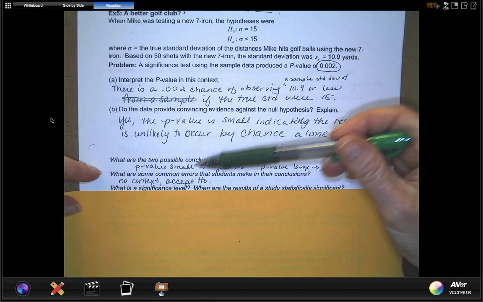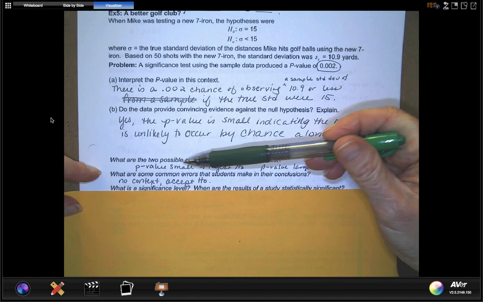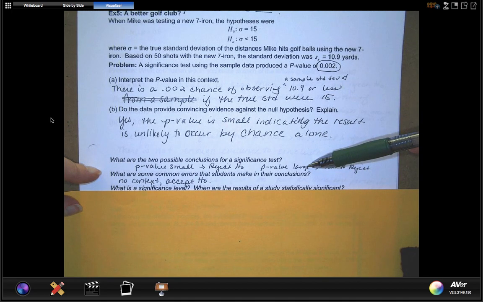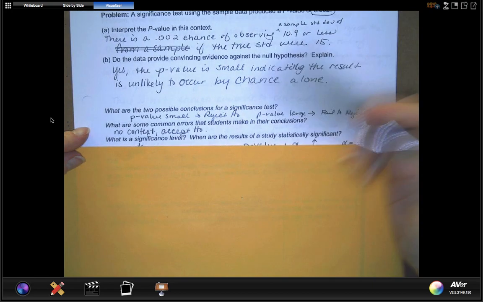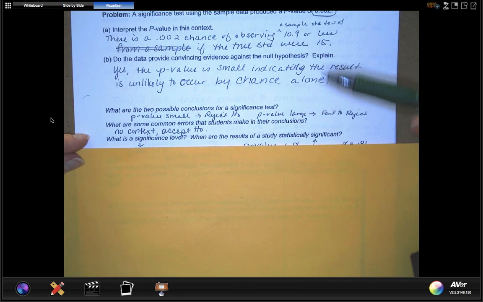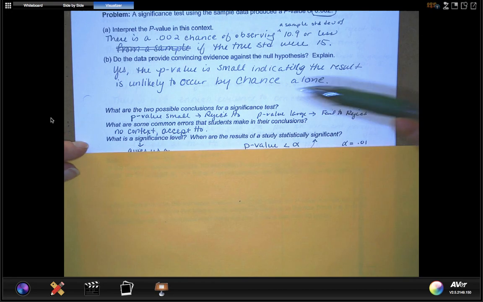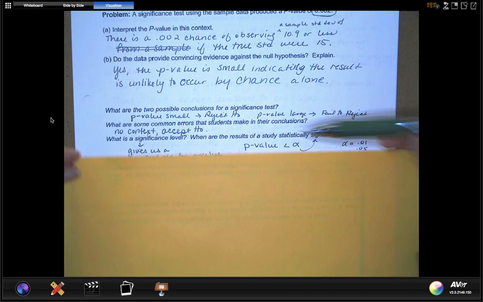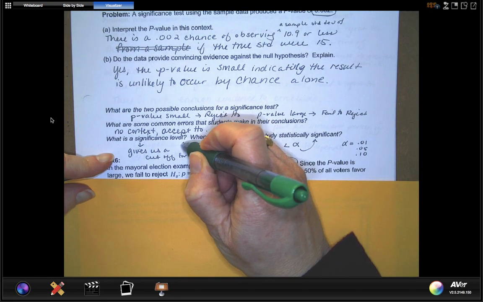All right, like I said, what is small? What is large? Sometimes small is easy, like this is small. Sometimes large is easy. But sometimes it's not so easy, like when you get 0.07. Is that small? Is that large? I don't know. So sometimes what we do is we use a significance level. A significance level is just a cutoff for our p-value. The symbol that we use for a significance level is alpha.